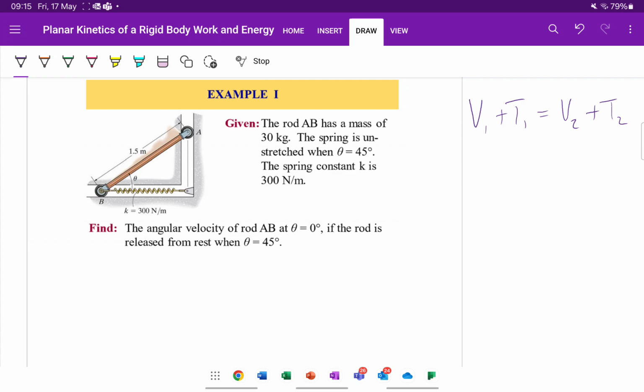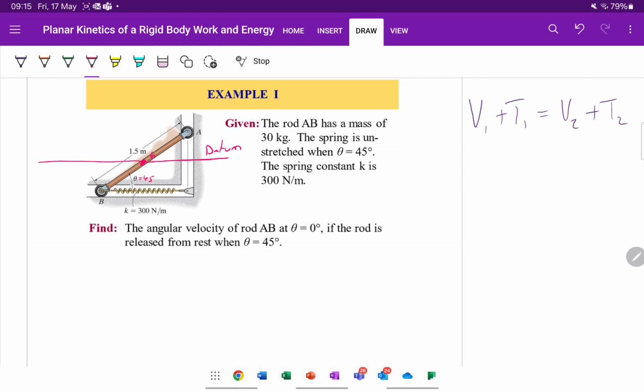The first thing we need to do when we're thinking about an energy question, particularly conservation of energy, with things moving, is define where we're measuring from. So I'm going to put a datum here. Why have I put it there? Well, I've put it at point G, so that it goes through the centre of gravity at the starting point when theta is 45, because theta is 45 in the question.